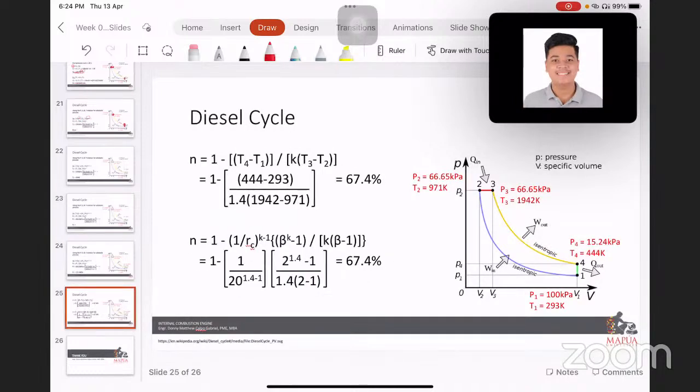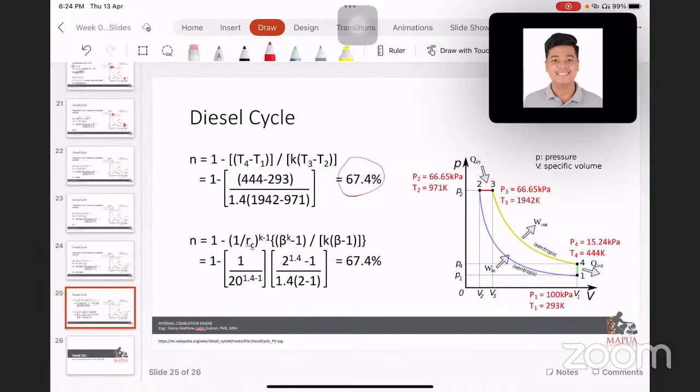Okay, last na. Last is yung diesel cycle natin, yung kanyang energy efficiency or yung thermal efficiency niya. So, kapansin mo, dalawa yung ginamit natin. Una, ginamit natin yung relationship ng T1, T2, T3, T4 versus yung K. Ito ang nakuha natin. Saka yung pangalawang formula, ginamit naman natin yung compression ratio based sa volume, at saka yung cut-off ratio. Since yun ay given, hindi natin pinalculate.